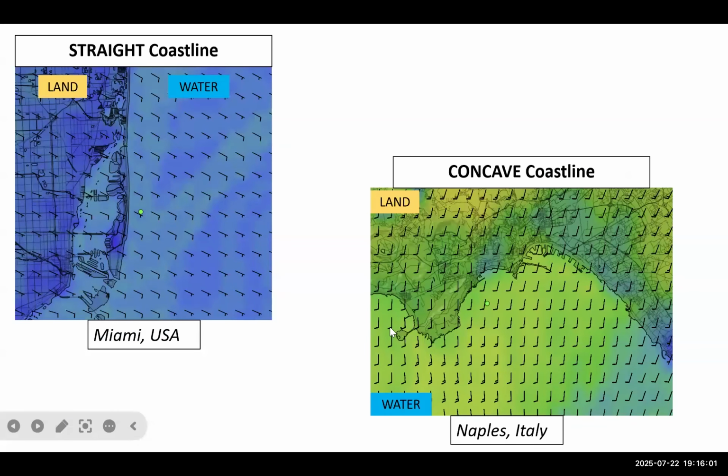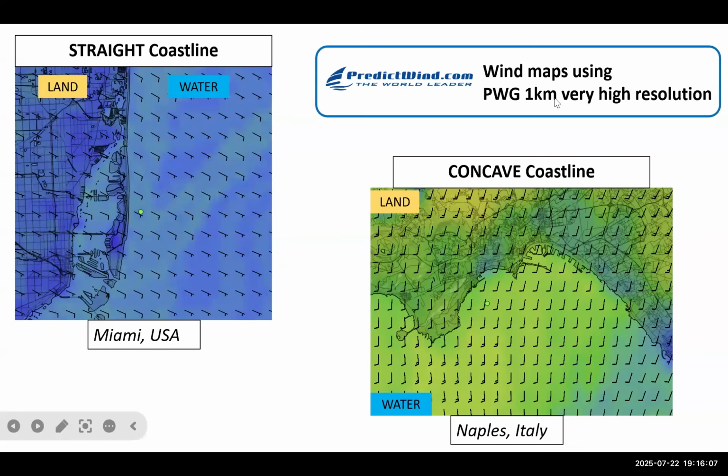Here I've just represented the straight coastline of Miami. And the wind I'm putting here is from the PredictWind PWG 1 kilometer very high resolution model, okay? And this one is for Naples in Italy, where you can see a lot of details, a lot of granularity of the wind forecast in the bay.